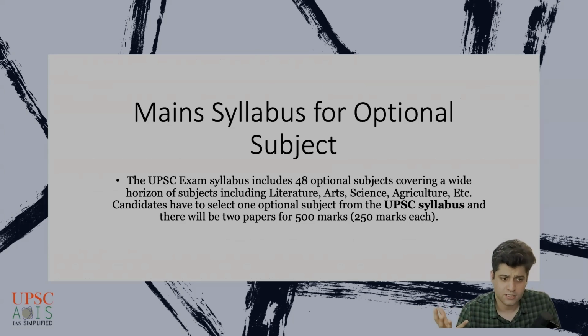So the main syllabus for the optional subject: there are, as I told you, 48 optional subjects covering a wide horizon of subjects, including literature, arts, science, agriculture. Candidates have to just select one optional subject from the UPSC syllabus, and there will be 2 papers for 500 marks from that one optional, right?